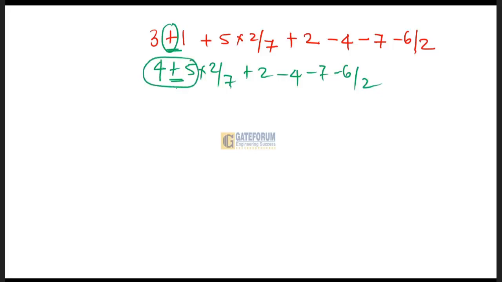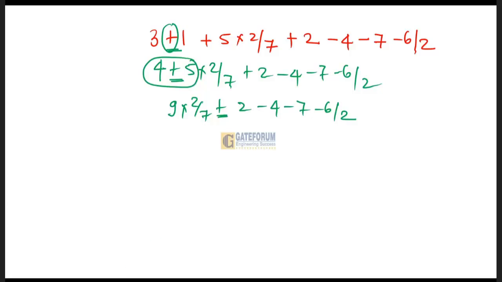So in the next iteration, my equation will become 9 into 2 by 7 plus 2 minus 4 minus 7 minus 6 divided by 2. After that, if you see the next equation, it is plus, because it is the highest precedence as of now. Plus is still the highest precedence. If it is the highest precedence, I need to add it. So if I am going to add it, what do I need to do?